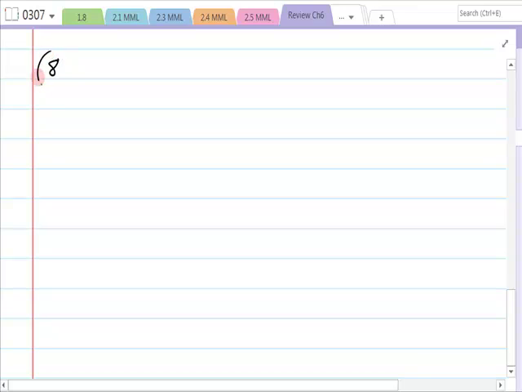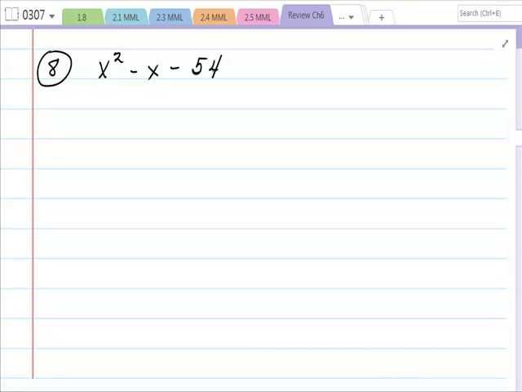Let's look at number 8. I have x squared minus x minus 54. Is there a common factor? No, not in this one. It's a trinomial. We've been having a lot of trinomials. They seem to dominate the test. Well, there will be some more kinds showing up, but yeah, this is a big deal. Tell me about the signs. Plus and negative.